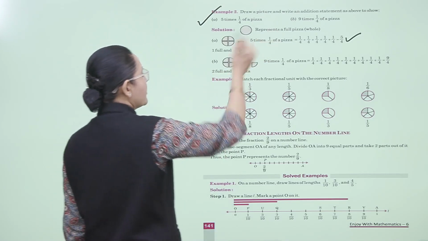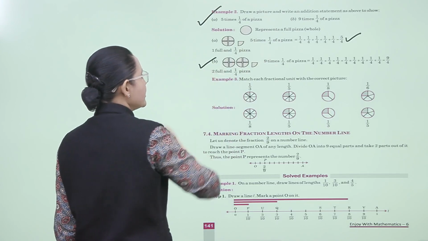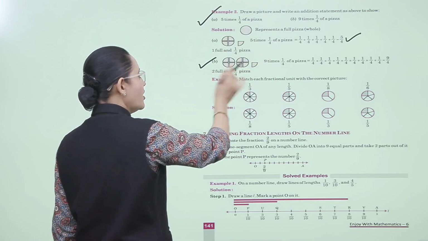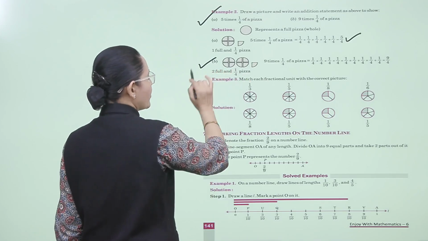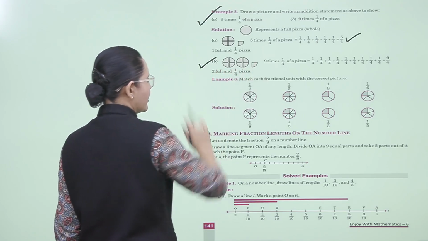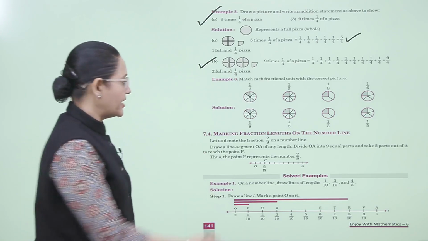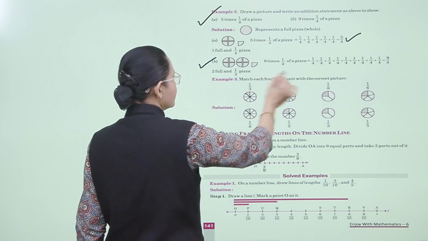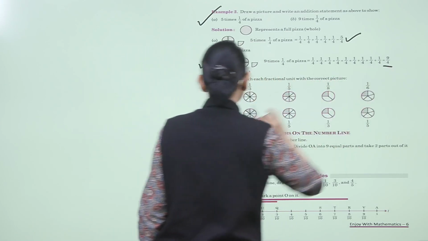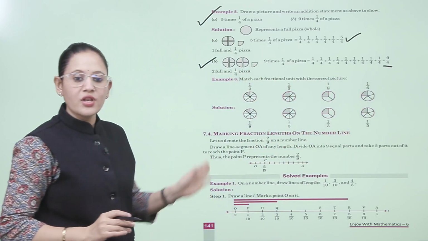Clear? 9 times 1/4 pizza. 9 times means 2 full and 1/4. So 4 plus 4, 8 and 9. 9 parts. So 1/4, 1/4, total 1/4, 9 parts. So that is equal to 9/4. That is equal to 2 full and 1/4.